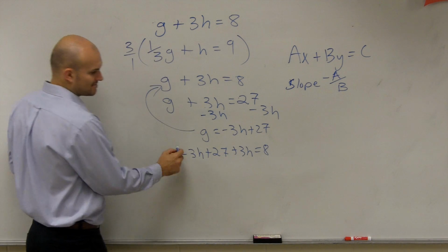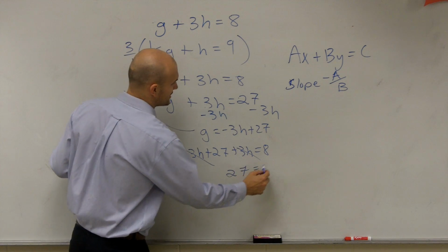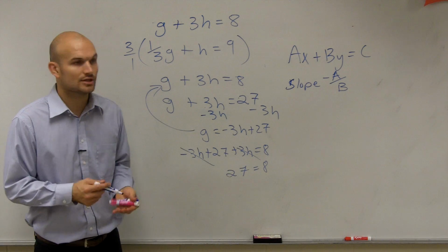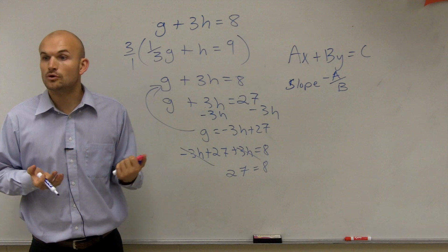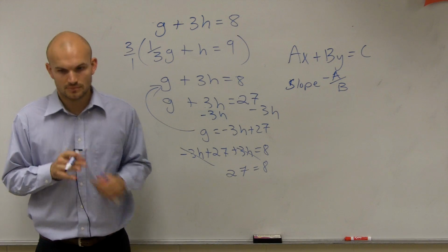And what you guys notice is my h's add to 0, and I'm left with 27 equals 8. Is that true or false? False. Therefore, that's the other way that we show that we have parallel lines, because there's no solution. So they have parallel lines. Make sense? OK, there you go.